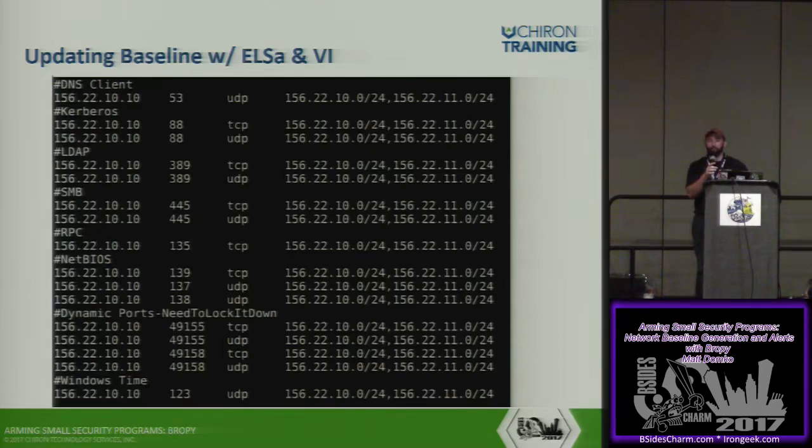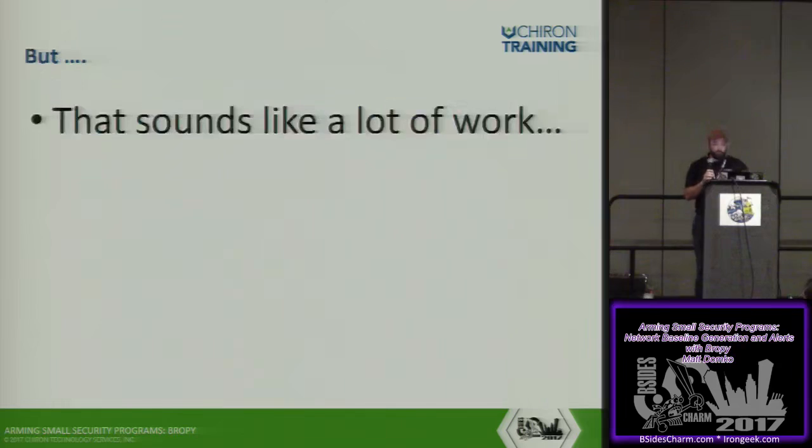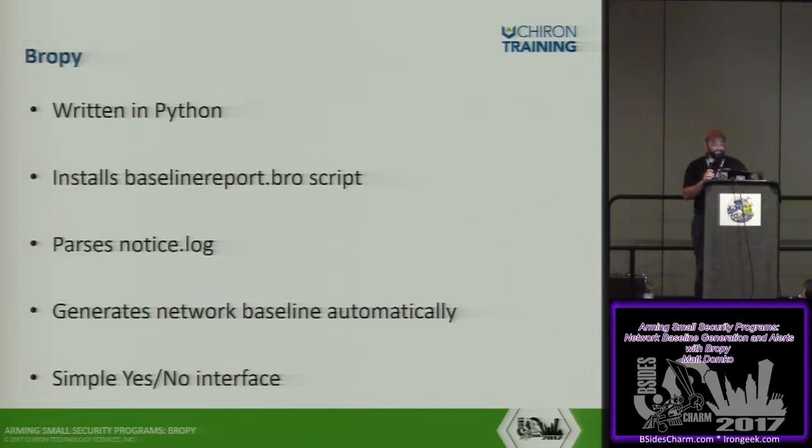Every single port that your domain controller uses, anybody know how many that is off the top of their head? 17, exactly. It's either 17 or 42, right? One of the two. But no, it's a lot, and it's way too much work to sit down and do it. So why don't I create something that'll automatically parse the logs for me? That's why I wrote Bropy, to parse those logs. My baseline report script will create the logs, and then Bropy will parse them and create that list for you.